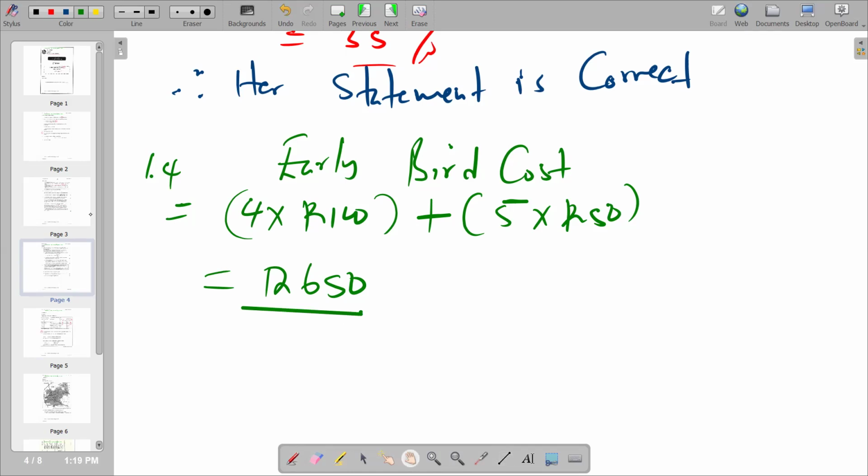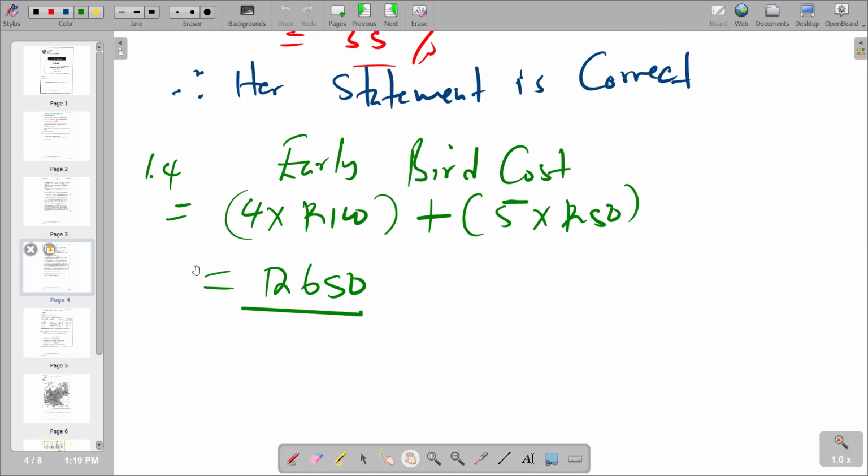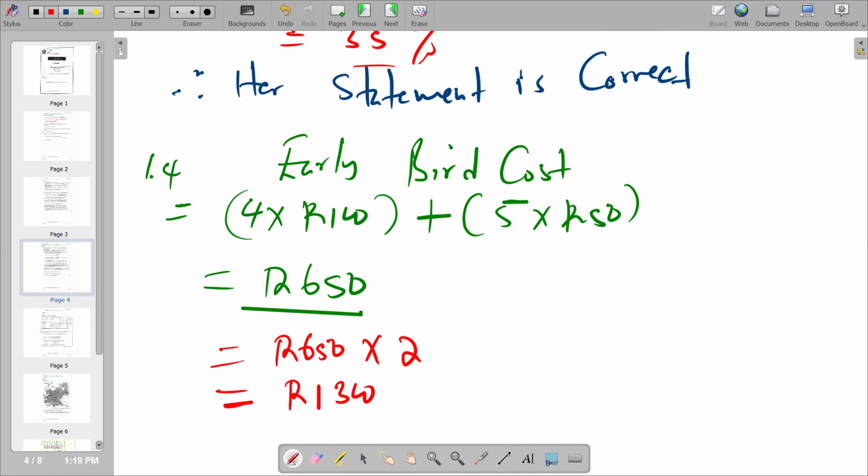But I remember, if you refer back to the question, it's saying attend 2 peak days. So we have 2. So you get to multiply by 2. So we are saying it is equal to 650 times 2. And then we are going to get it as 1,300 rands. So 1,300 rands becomes the final answer. So this is what we have.